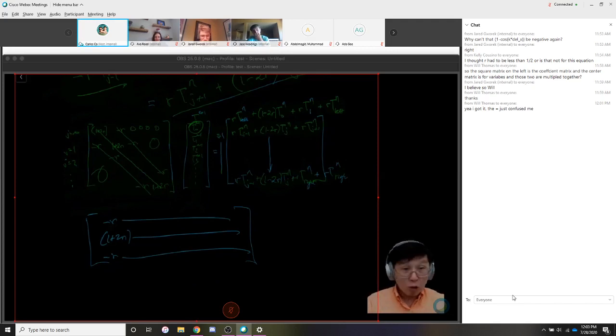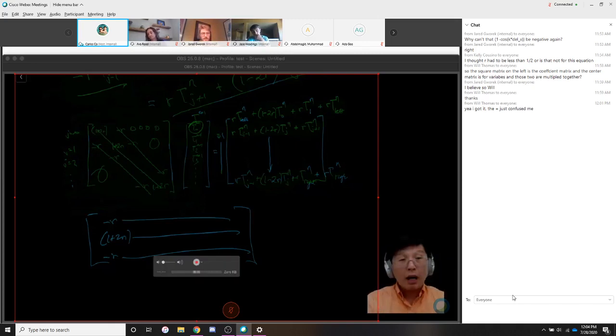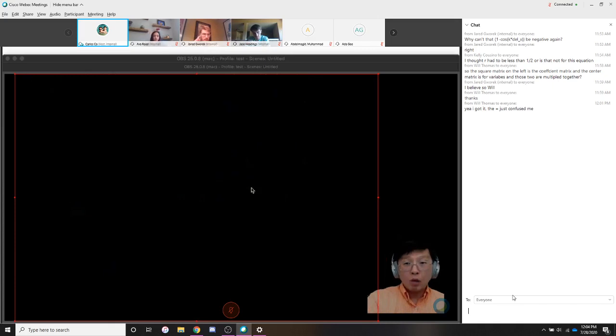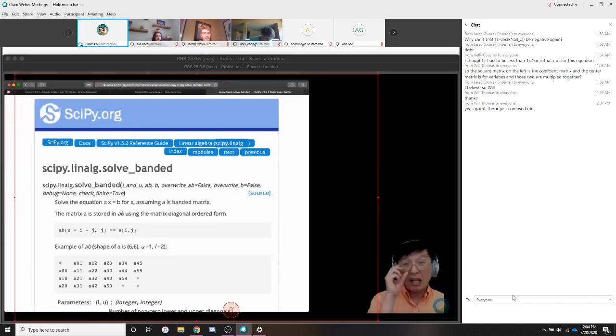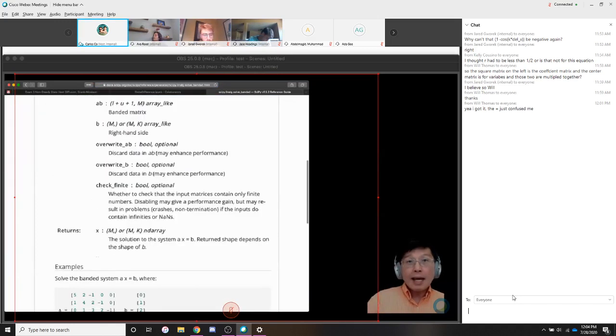Our particular coefficient matrix here, the A, has just the main diagonal, a diagonal above the main diagonal, and another diagonal just below the main diagonal, right? One of the methods you can solve these by is in SciPy. There's this method called solve banded. Okay, so this thing is used a lot.